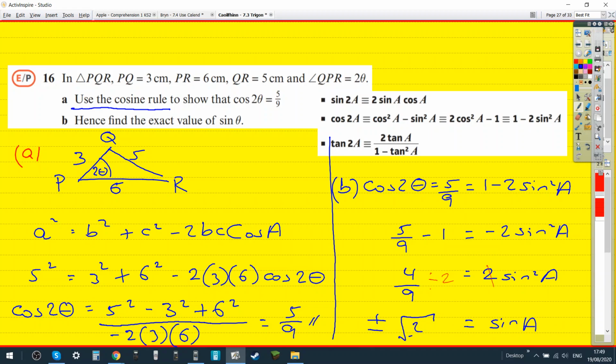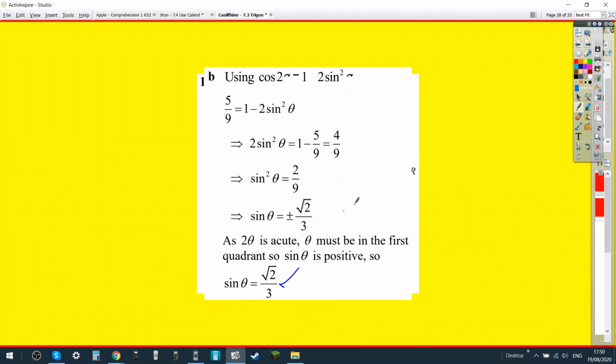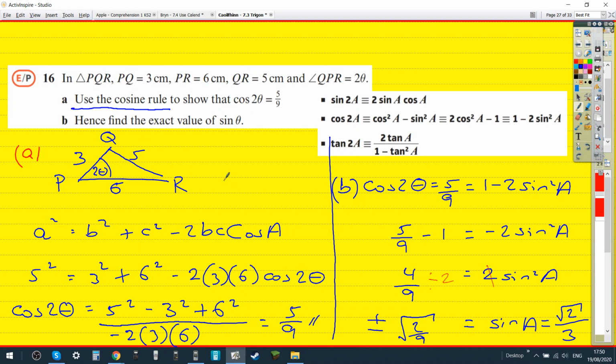How do we know if it's going to be positive or negative? It's a triangle, so it has to be positive. So root 2 over 9, rationalizing that to root 2 over 3. The angle is acute, so it must be positive. You got it. Any questions there?